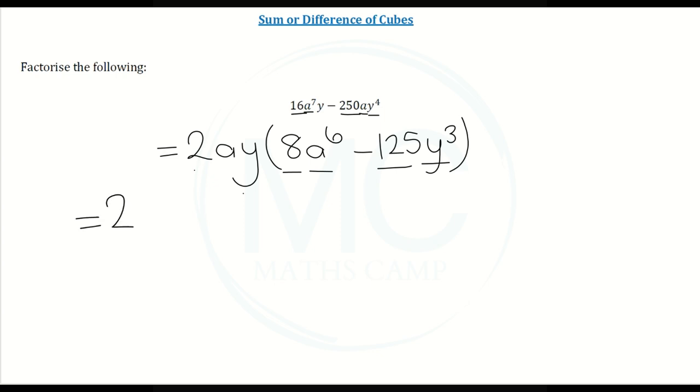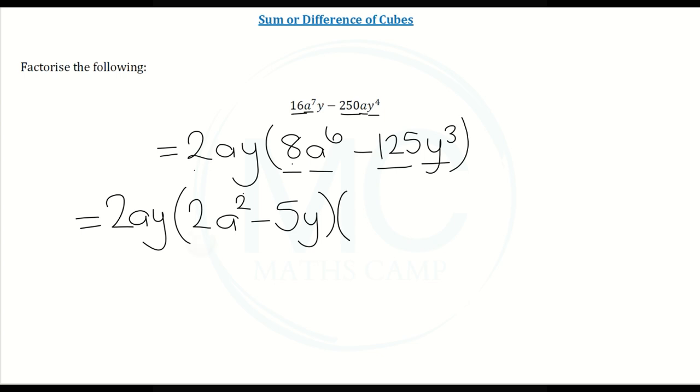Let's put our 2ay outside the brackets. Open our first bracket. The cube root of 8 is 2. 6 divided by 3 is 2. So the cube root of a to the power of 6 is a squared. We have a minus sign. The cube root of 125 is 5. And the cube root of y cubed is simply y. Let's close our bracket.